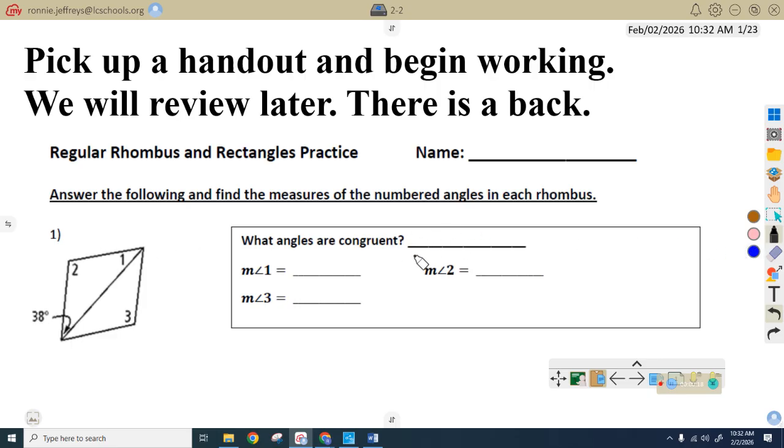Number 1, what angles are congruent? Well, this would be 2 and 3. All right, measure angle 1. Well, that's fairly easy. That's 38 degrees. All right, these two would be 180 minus 2 times 38.